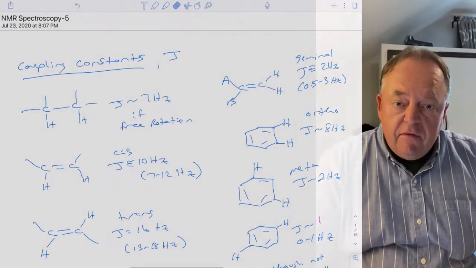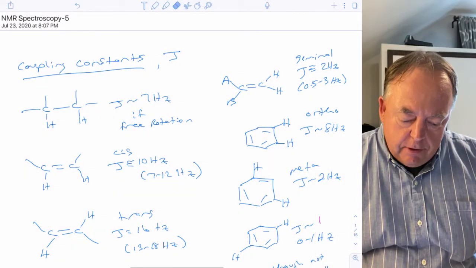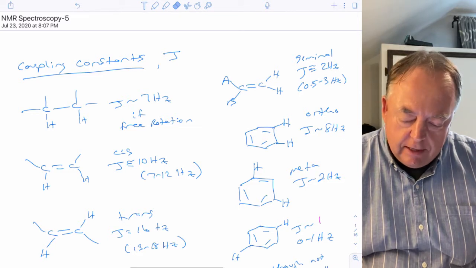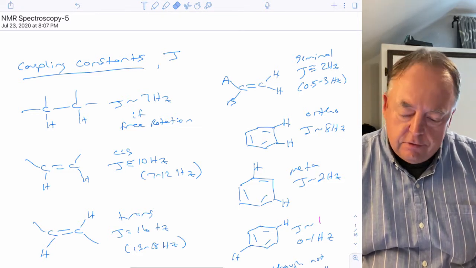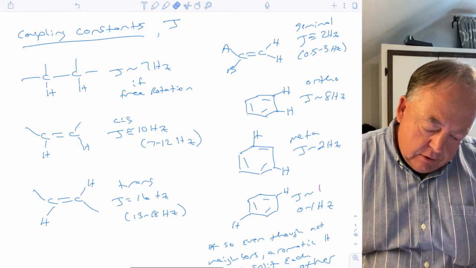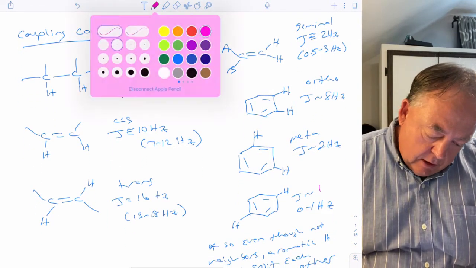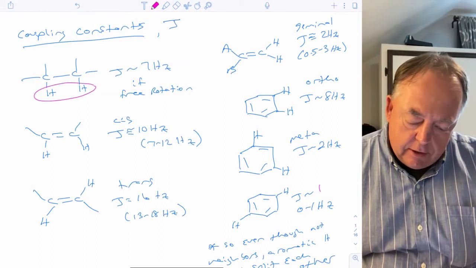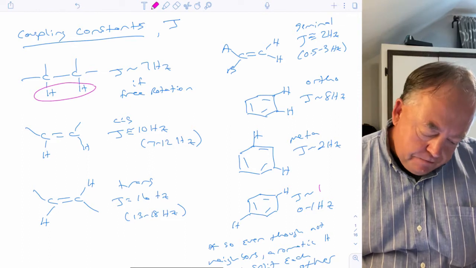So this will be the fifth lecture over NMR spectroscopy. On this one we'll look at coupling constants in a little bit more detail, and we'll look at how that affects the NMR of molecules. So if you have two hydrogens on adjacent carbons, such as here, so they're vicinal hydrogens, then they have coupling constants of about 7 Hertz.